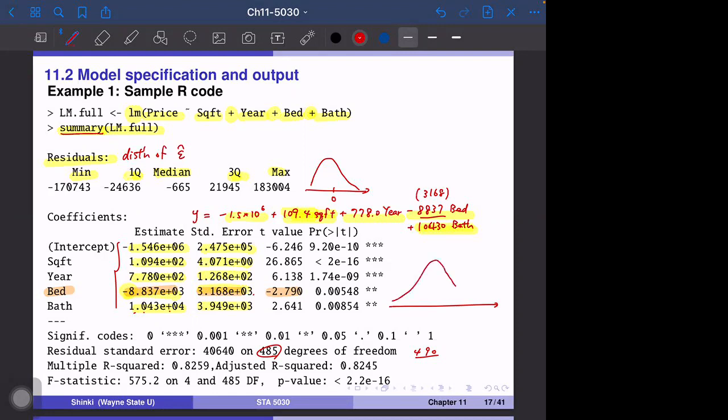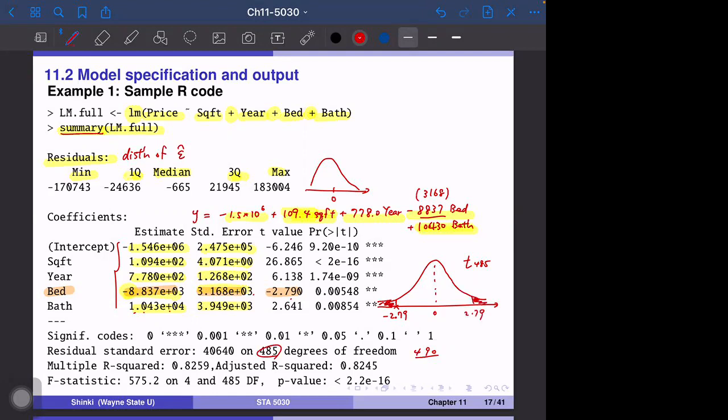And this ratio follows t-distribution with the degrees of freedom 485 if the true effect of the bedroom is 0. Okay, so this negative 8,837 is the estimated effect. If truth is 0, then the t-value is distributed as the t-distribution with df 485. And here, the effect is negative 2.79. So basically, this t-distribution is almost the same as normal distribution when degrees of freedom is large enough. So this is really at the lower tail part. So it's significantly different from 0. And p-value, this is a two-sided p-value.